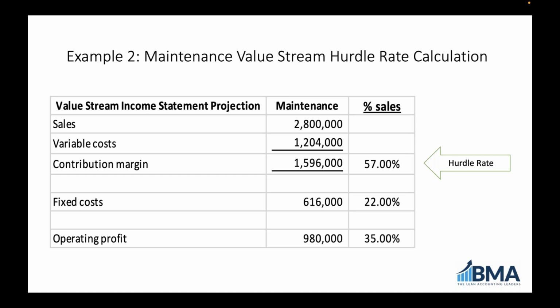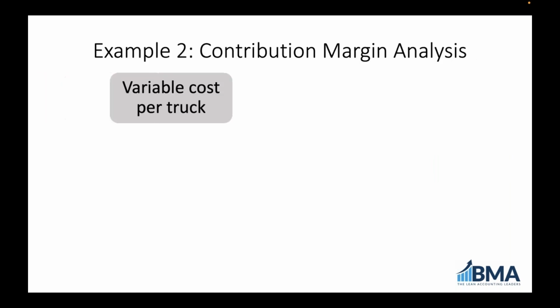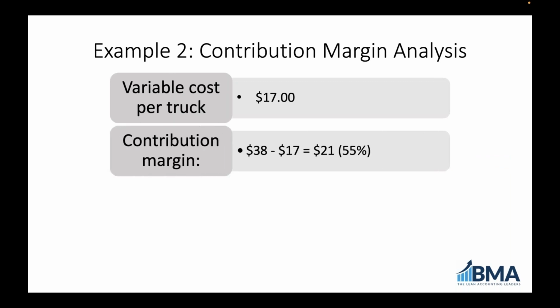So here's how you can use the hurdle rate. You look at the variable cost per truck, $17, and divide, and you see we're making 55%. We're not making 57%.